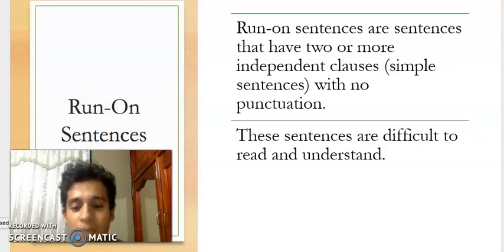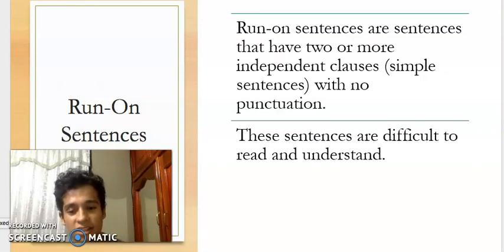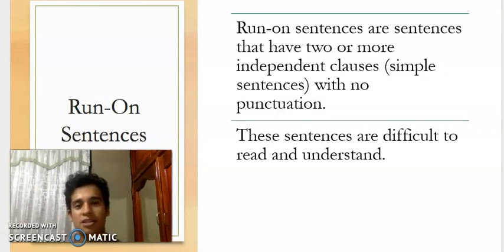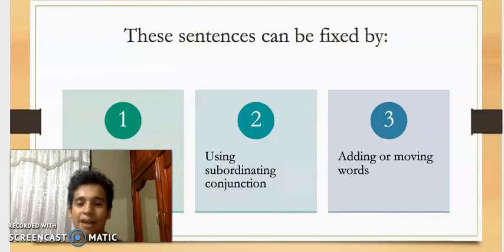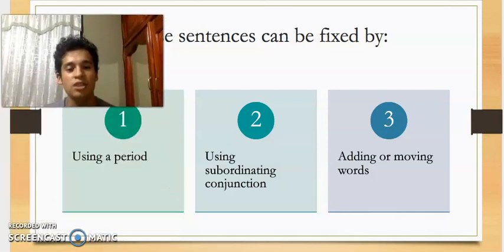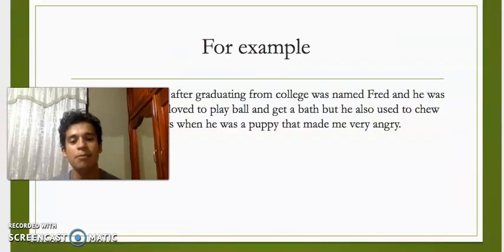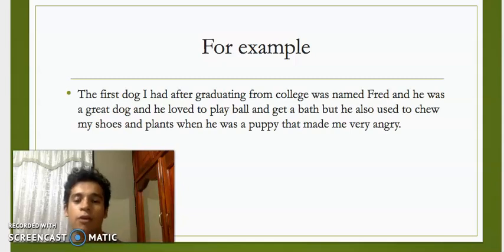Now, the final most common error in writing is run-on sentences. Run-on sentences are sentences that have two or more independent clauses. This means that they are simple sentences with no punctuation. These sentences are difficult to read and also difficult to understand. Now, these sentences can be fixed by, number 1, using a period, number 2, using a subordinating conjunction, and number 3, adding or moving words.